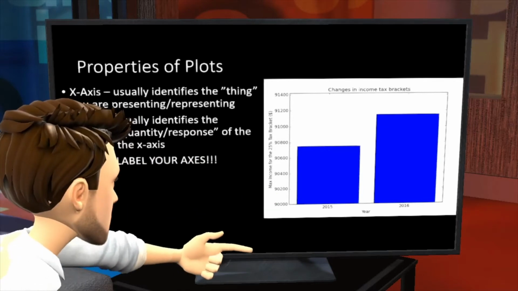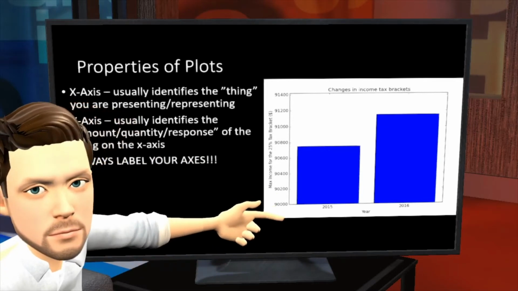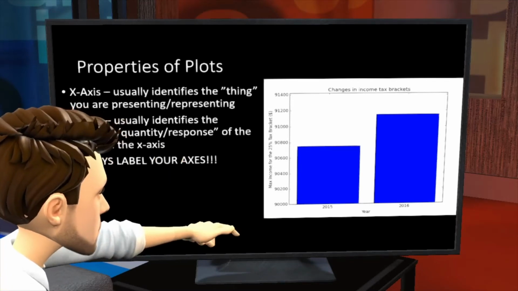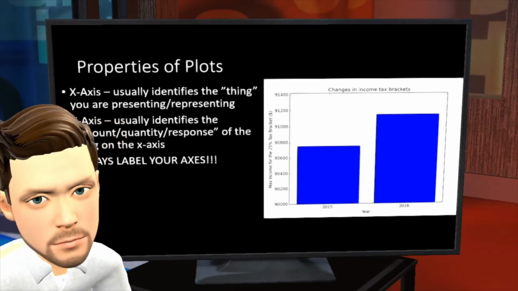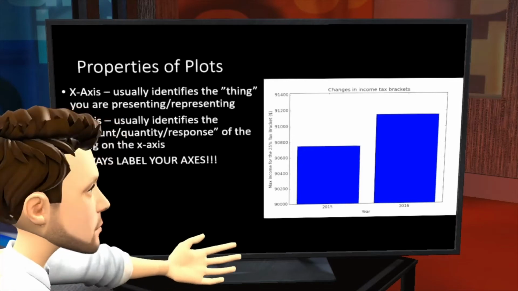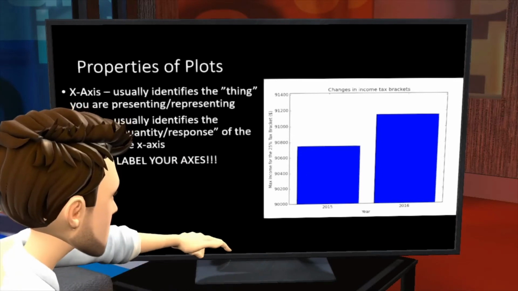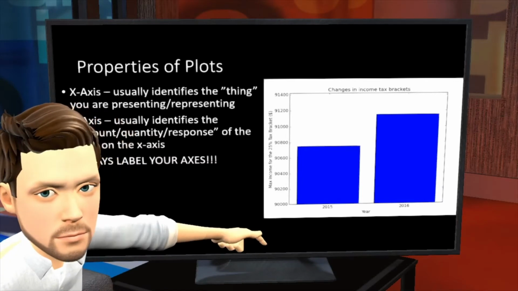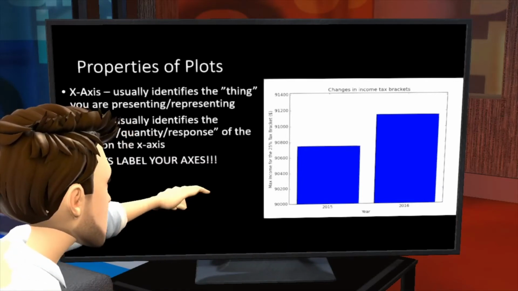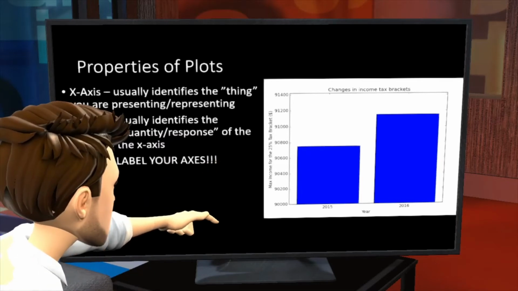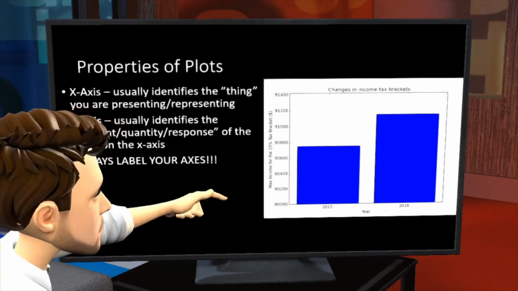In this example, this is plotting the 25% tax bracket cutoff for the year 2015 and the year 2016. And so as you can see, there's a pretty big difference between those. So our what axis is tax year, our category axis. Our value axis, the thing, the quantity, the amount, the thing that we're plotting, is income along the vertical axis.